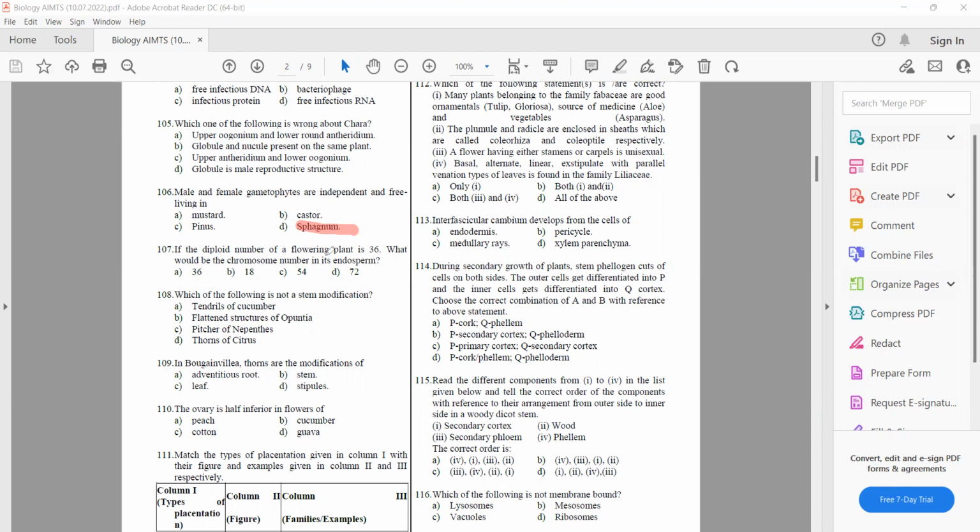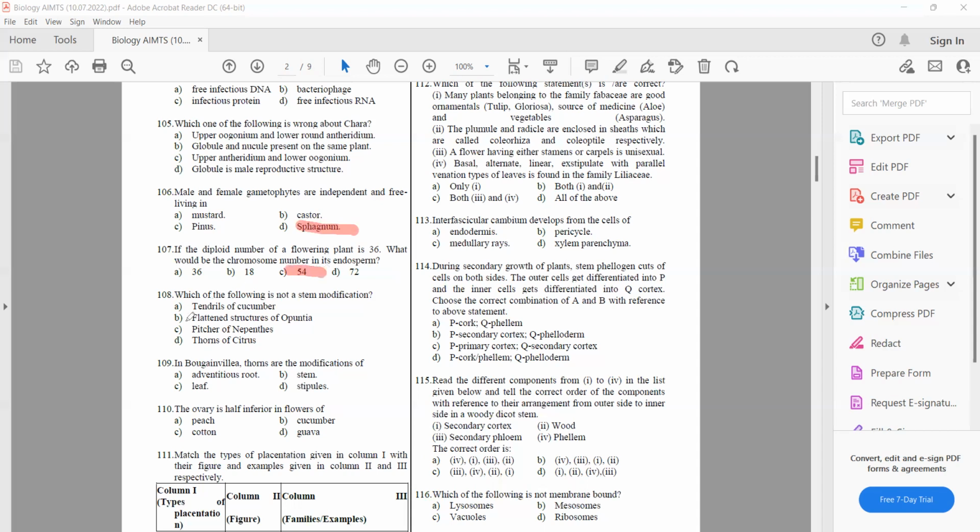107, if the diploid number of a flowering plant is 36, what would be the chromosome number in its endosperm? Very easy question, right? The diploid number is 2n equal to 36. Now the question is about endosperm. The clue they gave here is flowering plant. In a flowering plant, the endosperm is triploid, 3n, right? So n is equal to 18. 18 into 3, you will get 54.